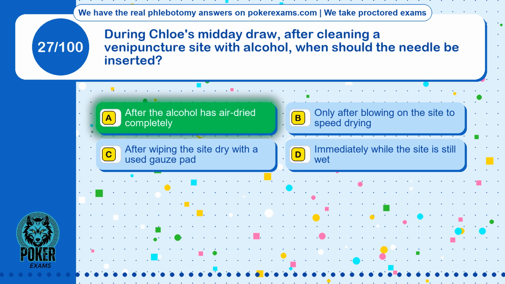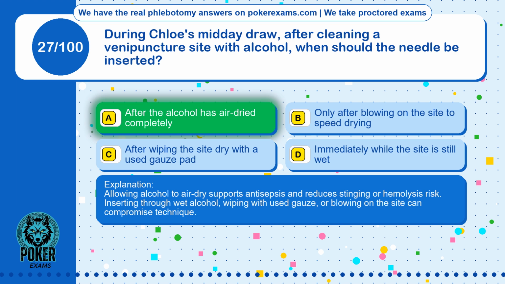The correct answer is option A. After the alcohol has air dried completely. Allowing alcohol to air dry supports antisepsis and reduces stinging or hemolysis risk. Inserting through wet alcohol, wiping with used gauze, or blowing on the site can compromise technique.